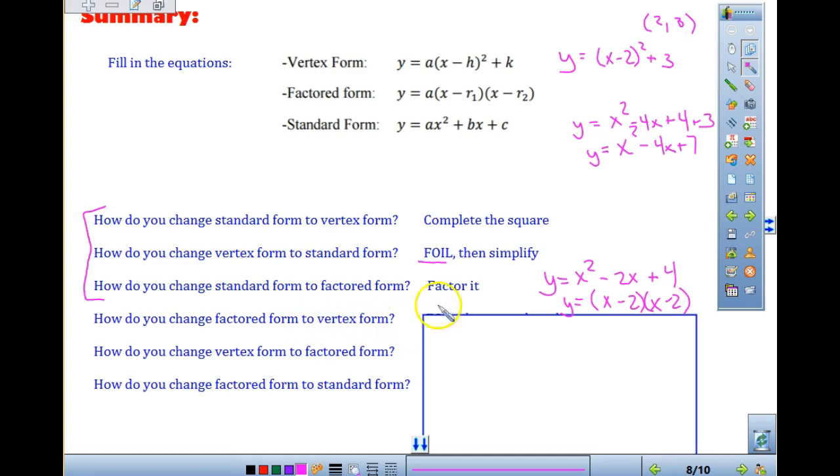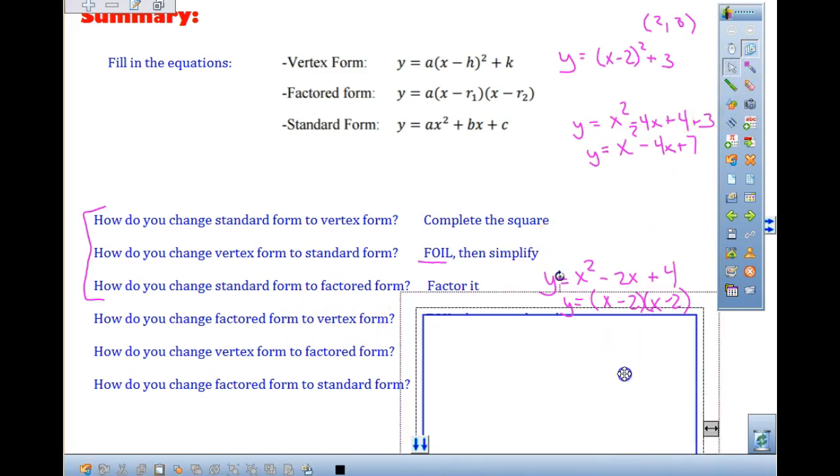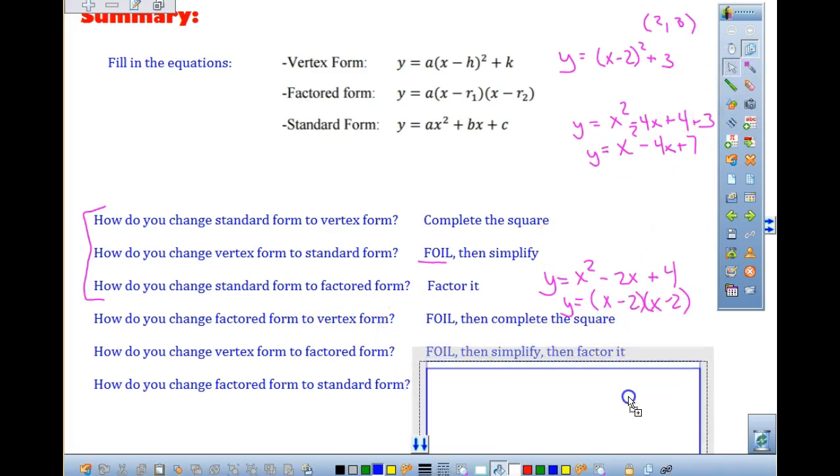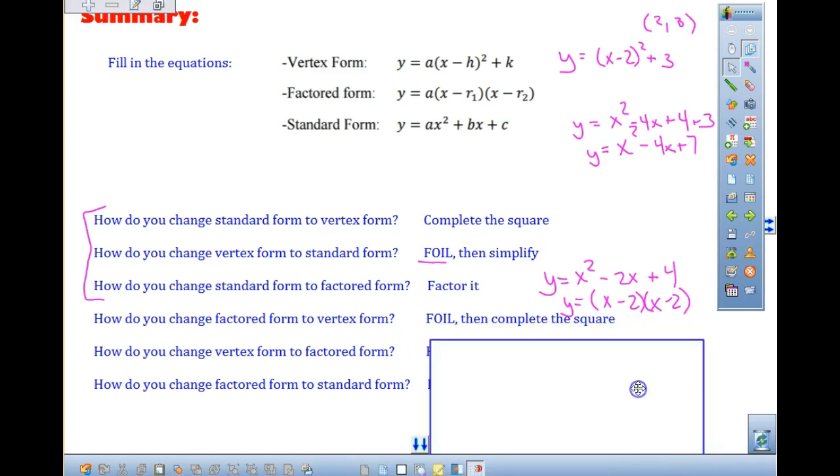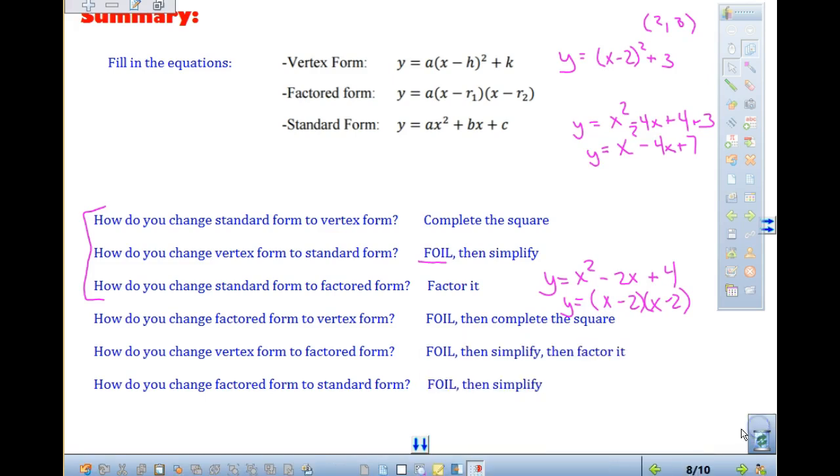How do you change from factored to vertex form? So again, what are we going to have to do? We want to use FOIL, then complete the square. So that completing the square and the whole last chapter when we did factoring, when Mr. Lehman was here, knowing all the different ways of factoring, perfect square trinomials, difference of 2 squares, all those special cases, those are going to come in handy as we finish this unit and go into our last unit, which is kind of a combination of all the last things.